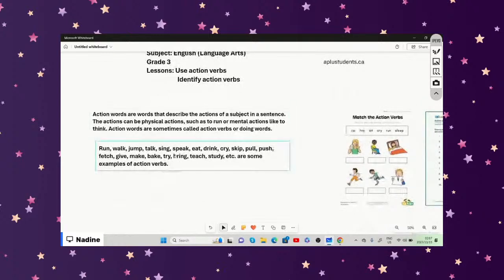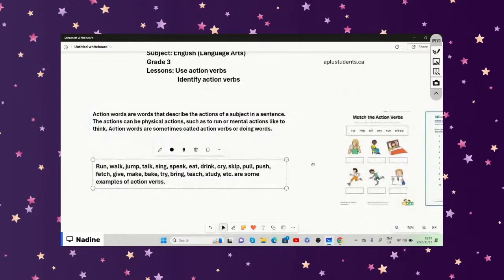And we see that action verbs are words that describe the action of a subject in a sentence. And the actions can be either physical actions, such as to run, or mental actions. It's like things that are in your mind. Those can be your thoughts, things that you think, right?